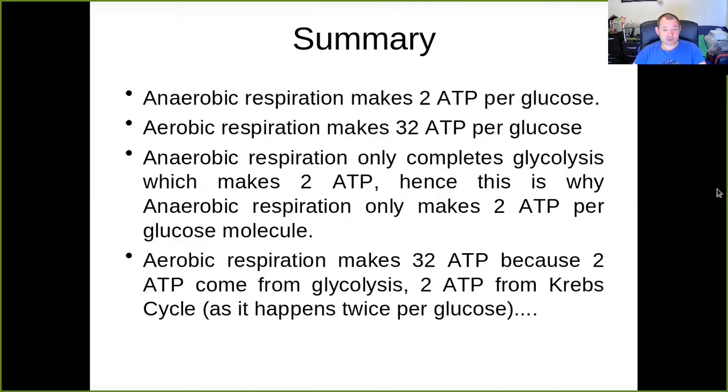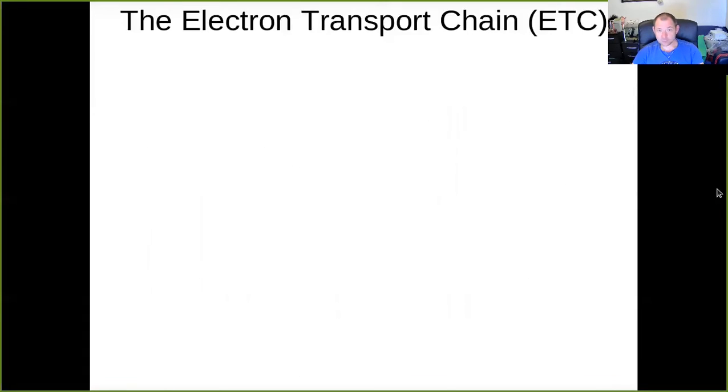Anaerobic respiration only completes glycolysis, which makes 2 ATP. Hence, this is why anaerobic respiration only makes 2 ATPs per glucose. Aerobic respiration makes 32 ATPs because 2 ATPs come from glycolysis, 2 from the Krebs cycle, as it happens twice, and then we get the rest from the electron transport chain.